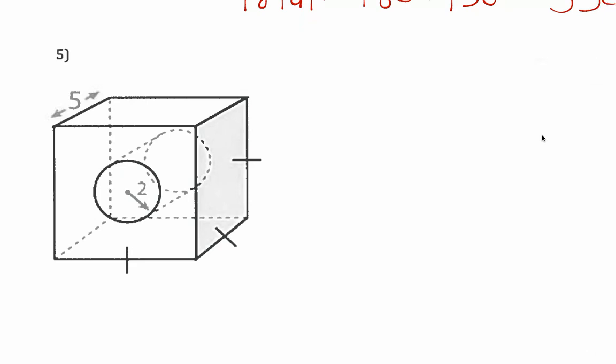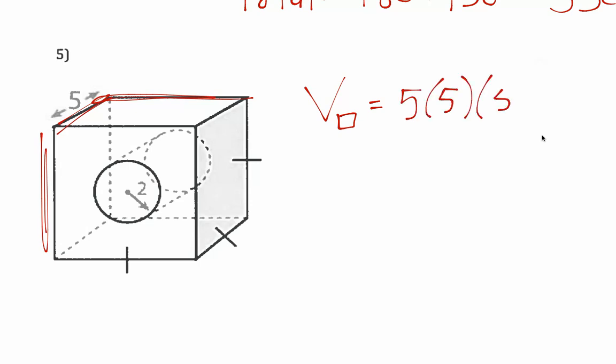So let's find the volume of the cube first, which is going to be 5 times 5 times 5, because it's a cube. All sides are congruent. Which is 125.